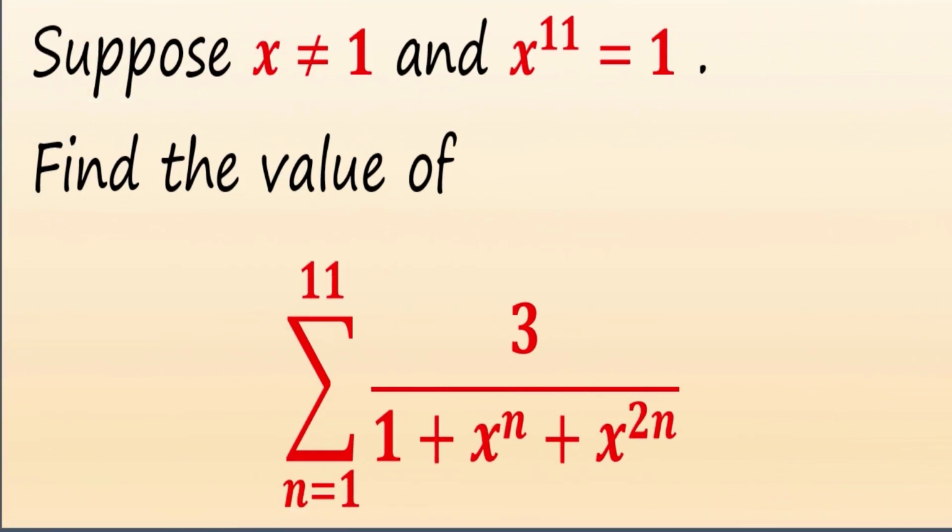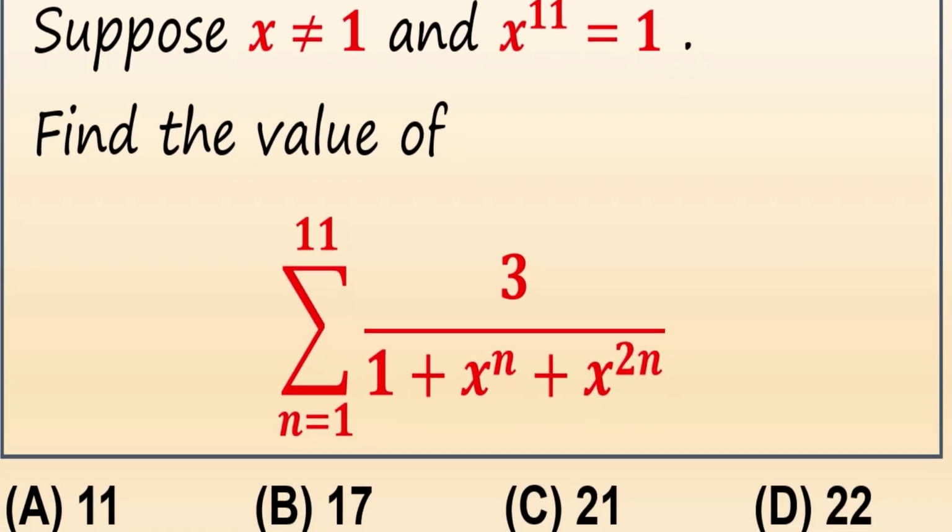For today, let's look at this interesting and challenging question regarding complex numbers. Suppose x not equals 1 and x to the power 11 equals 1. We want to find the value of the summation of 3 over 1 plus x^n plus x^(2n), where n runs from 1 to 11. The options are A, 11, B, 17, C, 21, and D, 22. What do you think?